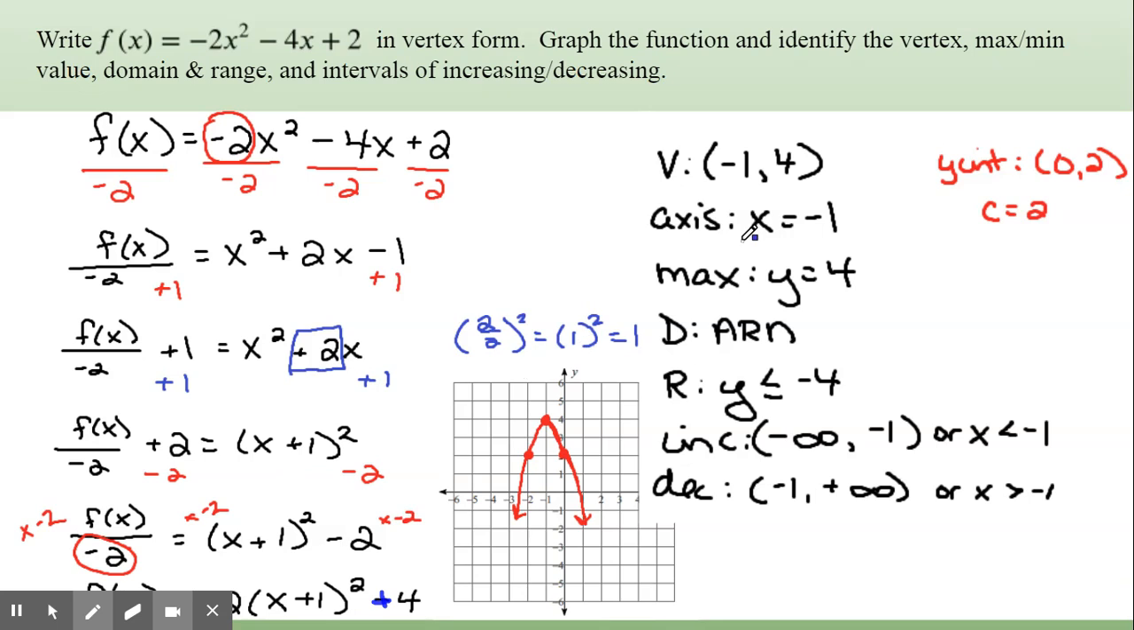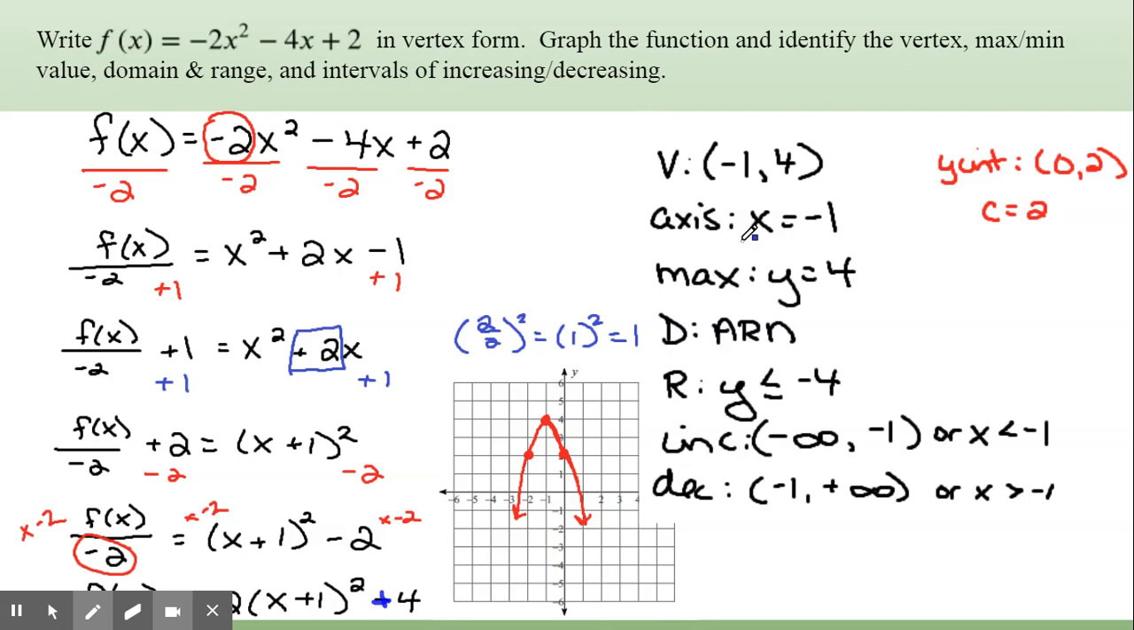Then from there, I can get my vertex, which is -1, +4. Axis of symmetry is the x value of your vertex, so that's -1. It's a max because it was a negative function. So your max value is y equals 4. Domain is always all real numbers. The range is y is less than or equal to 4 because everything is below it.